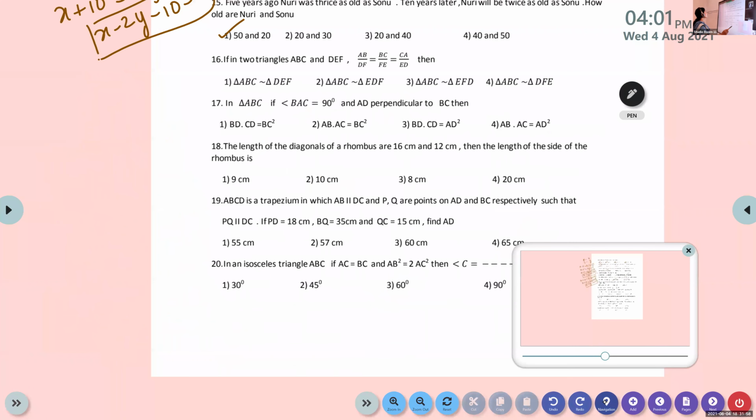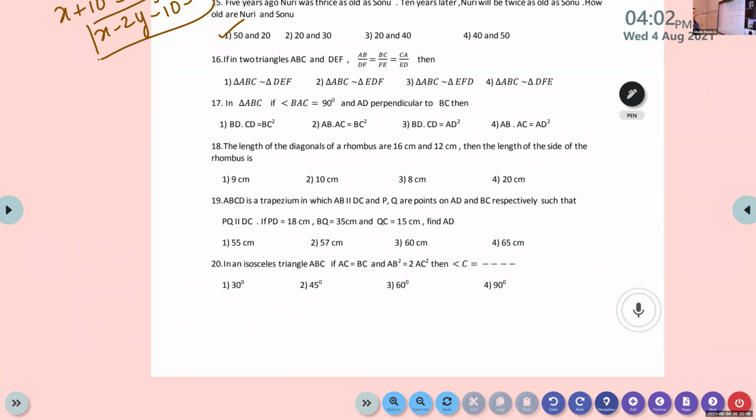16th one. If in two triangles ABC and DEF, AB by DF is equal to BC by FE is equal to CA by ED, then what is the answer? We are given 3 sides are proportional. So what is the result? You can use SSS criteria. Therefore, what you will get? DEF similar to ABC. Answer is 4th one, isn't it?